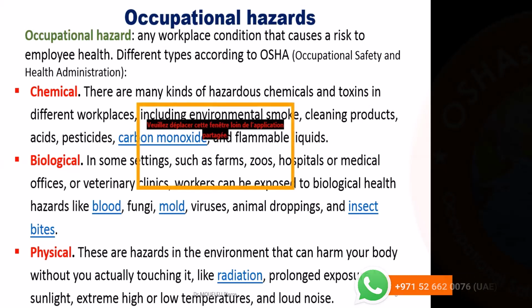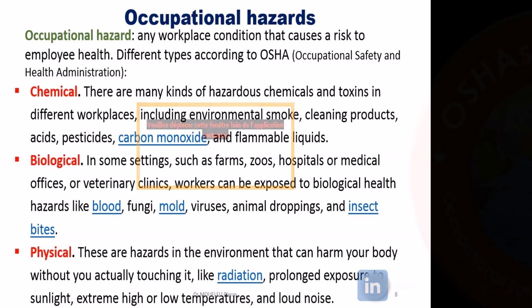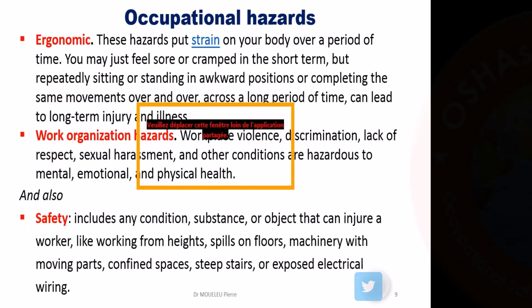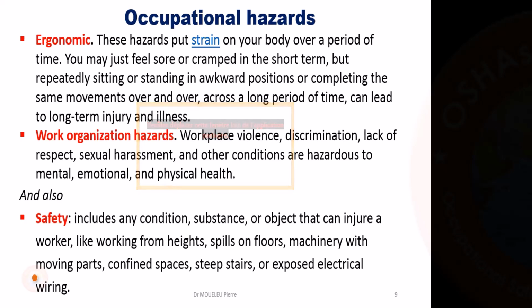And also we have physical occupational hazards. Here it is about things that can directly affect the body, the hazards that we have in the environment, without needing to touch them. Actually, we have radiation, prolonged exposure to sunlight, extreme high and low temperatures, and also loud noise at the workplace. There is a particular threshold concerning the level of noise at the workplace, and I would like you, by the end of this, to know the exact value in your country.